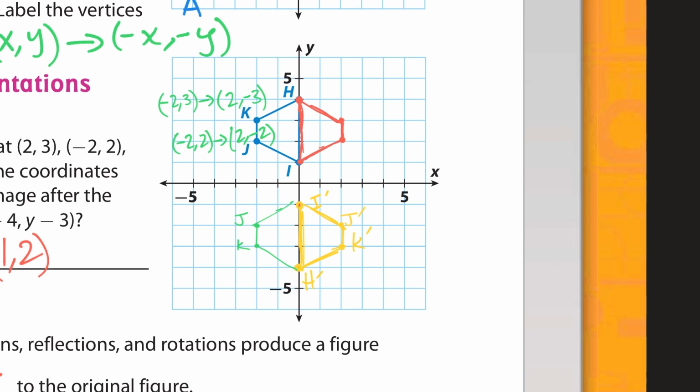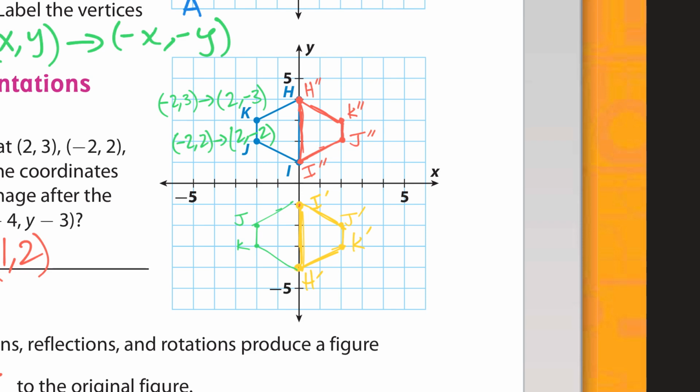And they want us to label these correctly. So this will be H double prime. This will be I double prime. This will be K double prime, because this is getting brought all the way over there. Okay, but I'm going to do that right there. And then this will be J double prime. That's what it looks like.